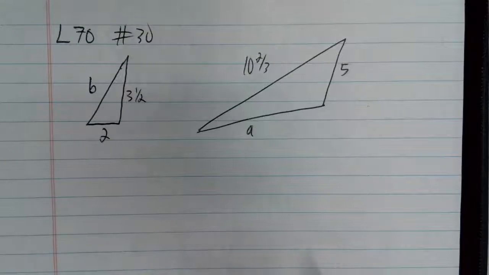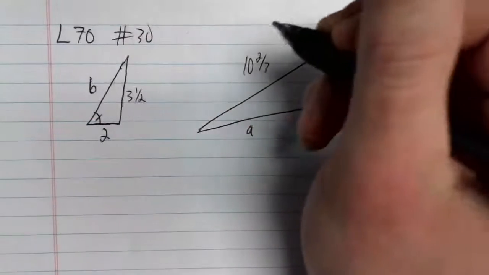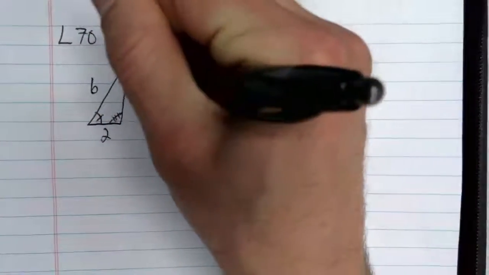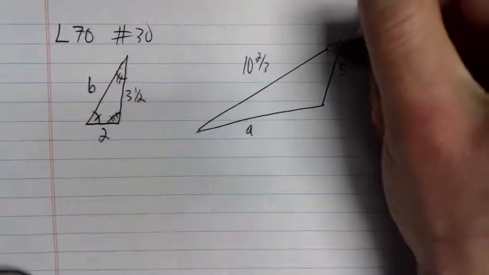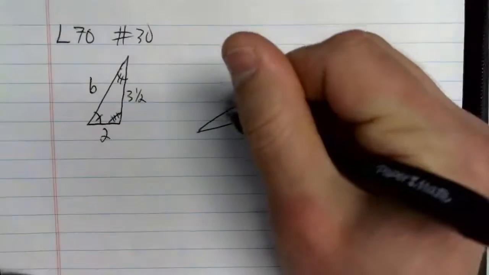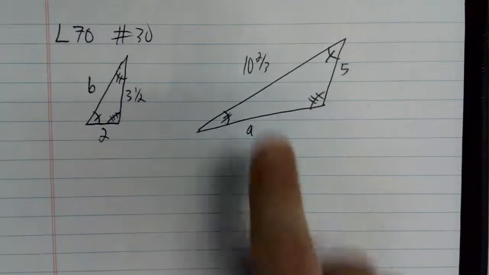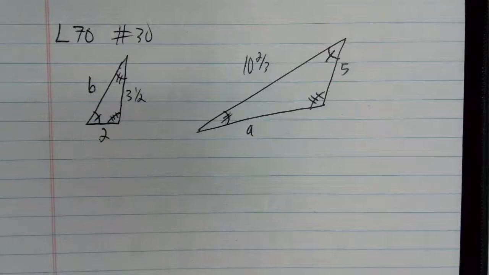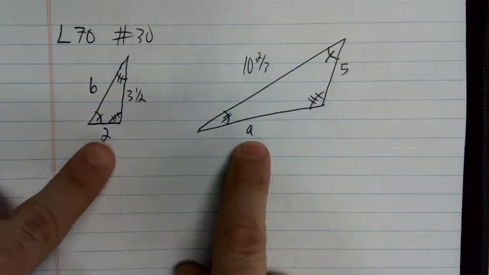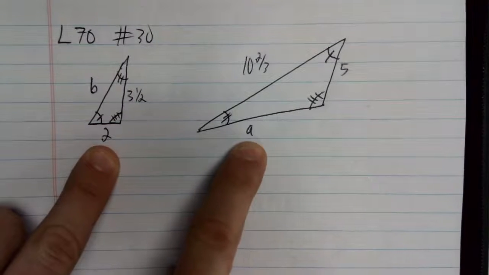Alright, so we can't do anything until we figure out which sides correspond. And the only way we're going to do that is to use the angle information that they gave us. So that's 1, this one's 3, this one is 2. And then over here, this one is the 1. Then we have the double hash and the triple here. So this triangle is kind of turned compared to this one. So A and 2 do not correspond.